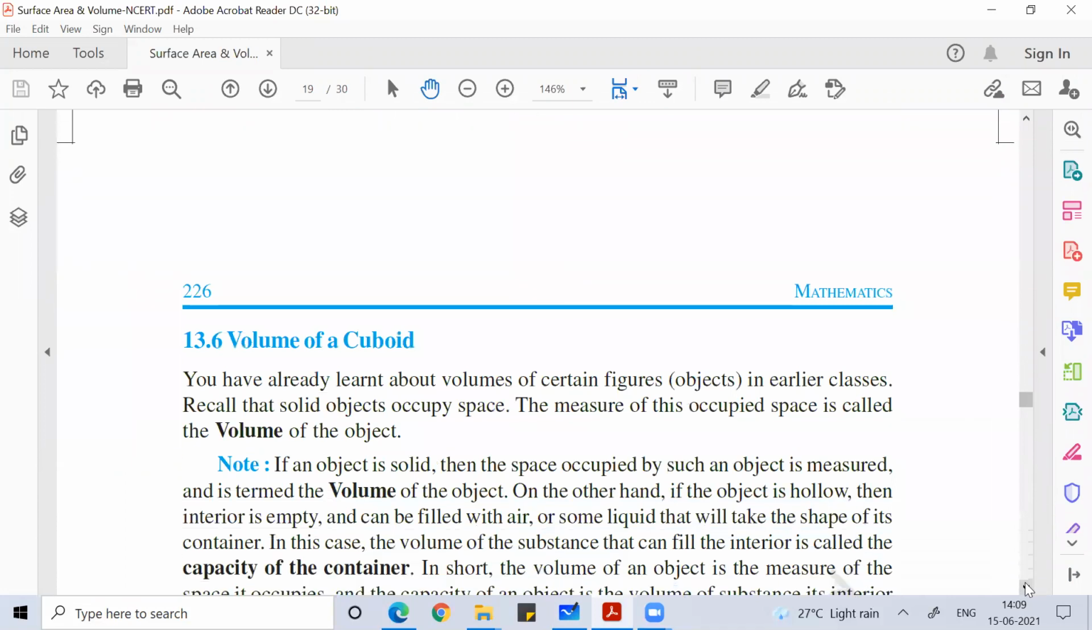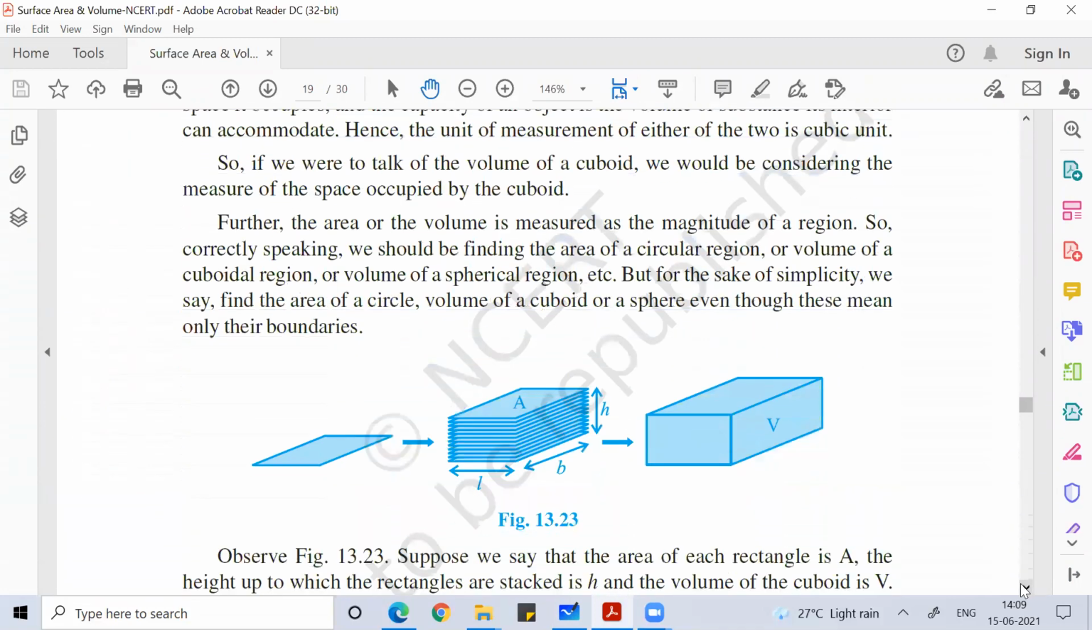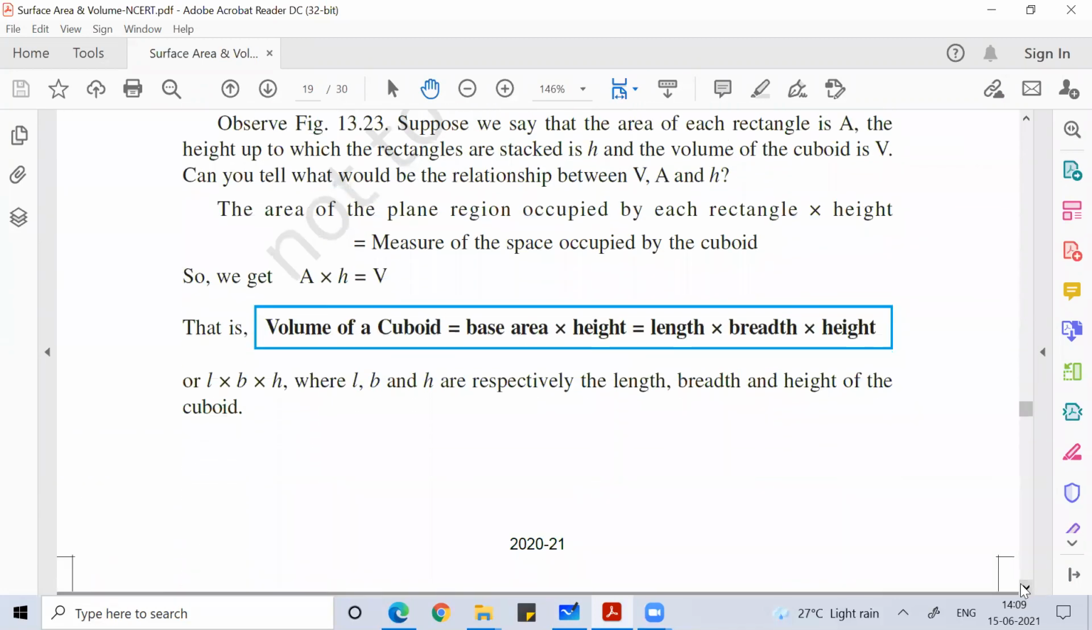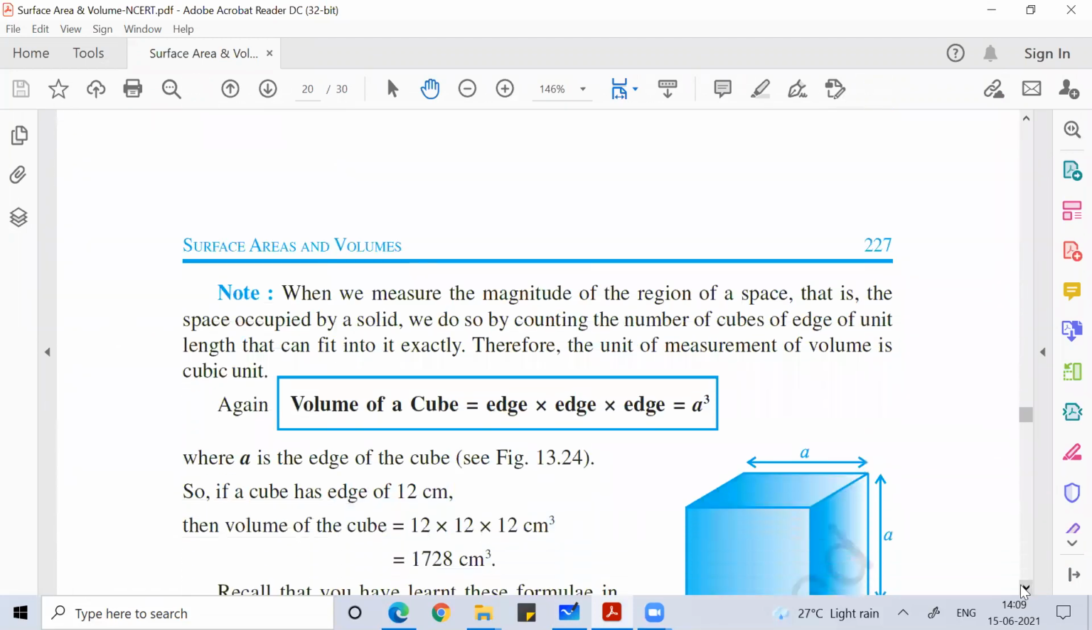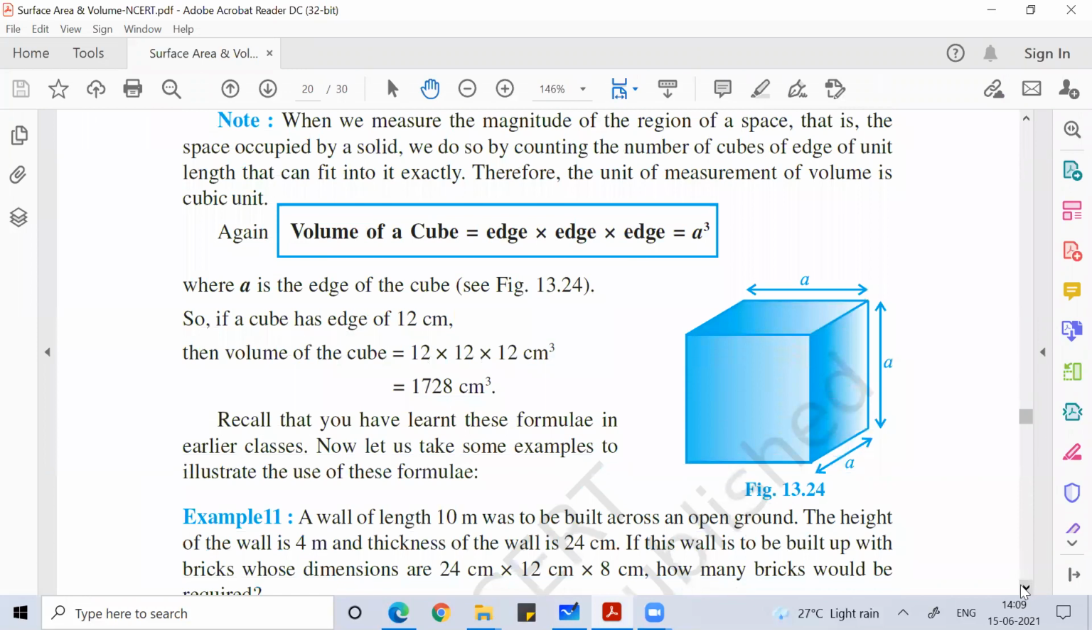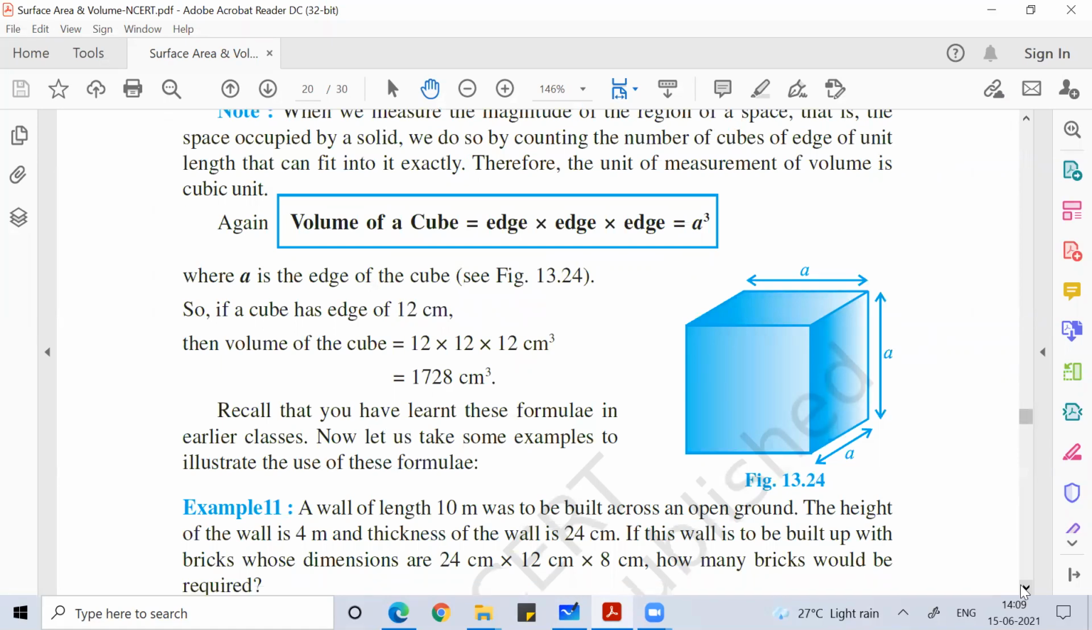Volume of cuboid होता है length into breadth into height. उसका diagonal होता है under root L square plus B square plus H square. Volume of cube होता है a cube. Cube is a 3-dimensional square, while cuboid is a 3-dimensional rectangle. ये बना example 11. Yes, sir.